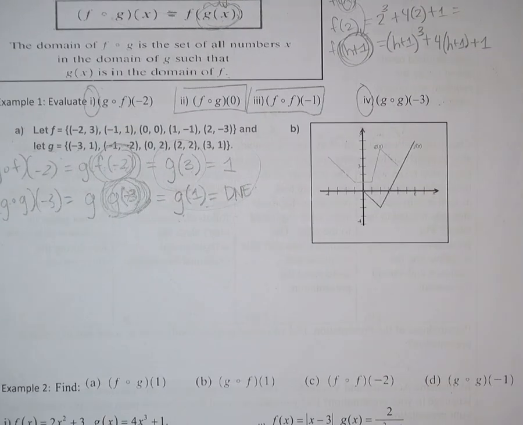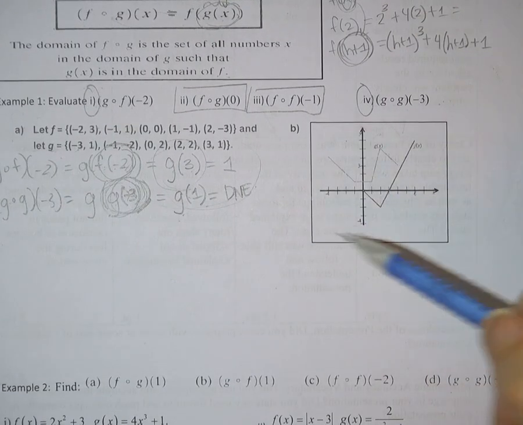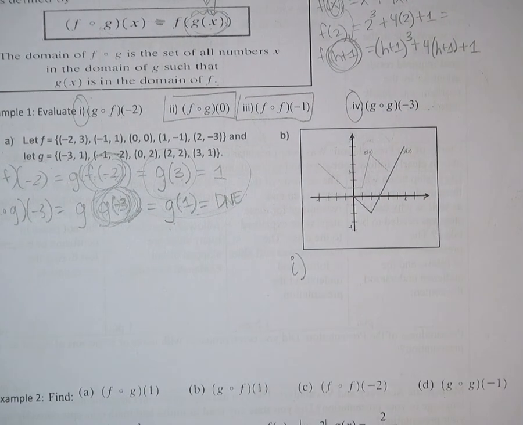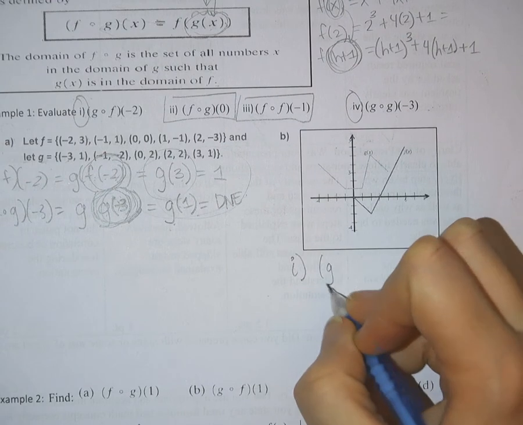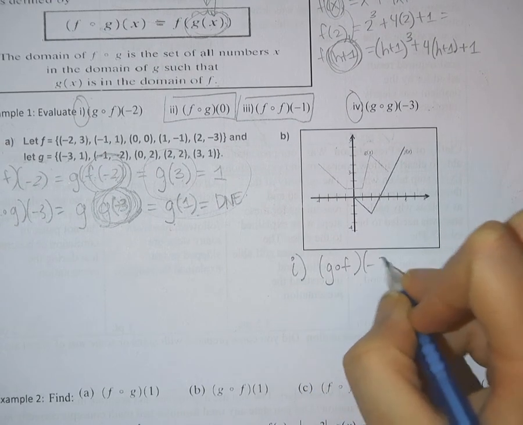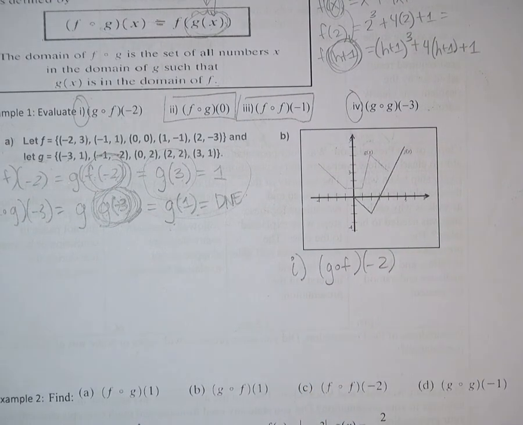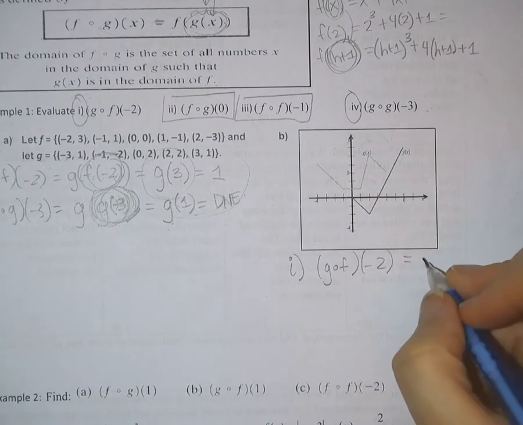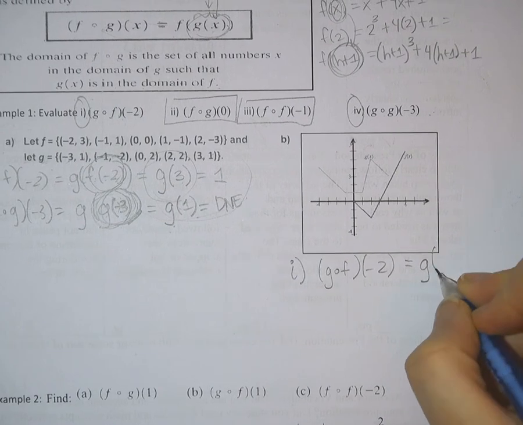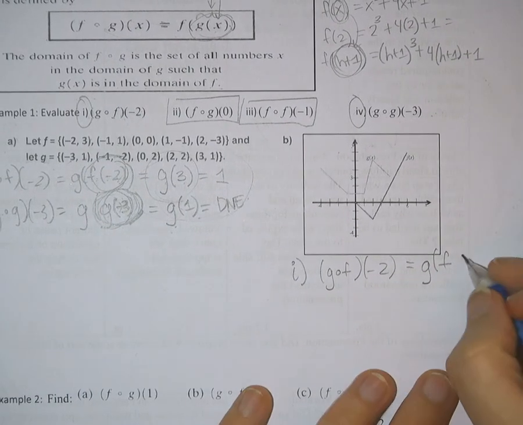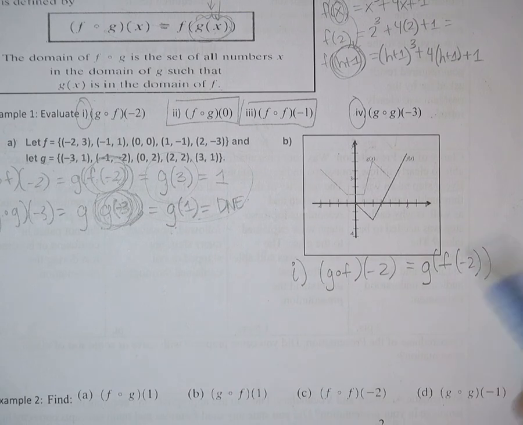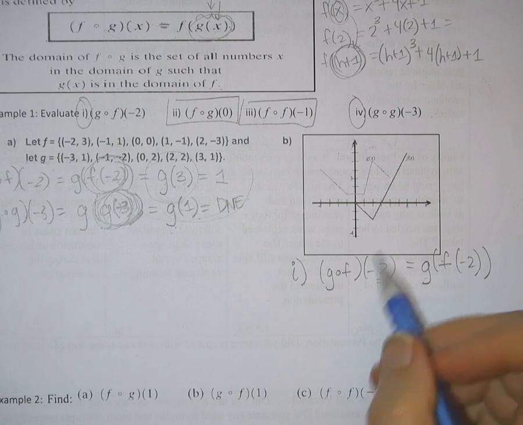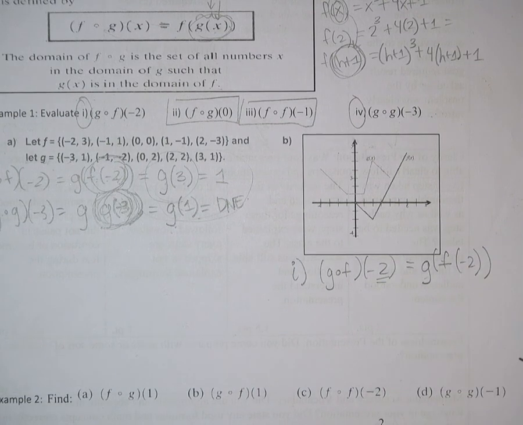I'm going to do the same for B. So on B of example 1, we're going to do I, the first one, together. So G composed with F of negative 2. We're going to rewrite this using our rule. So first function on the outside, second function on the inside. So this becomes G of F of negative 2, what my variable equals, right here on this outside.